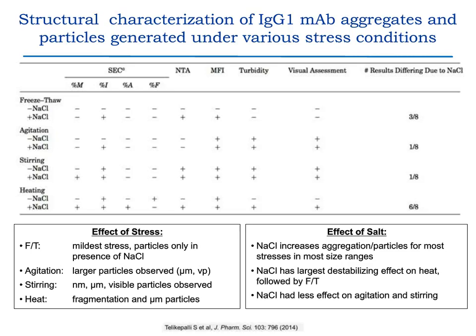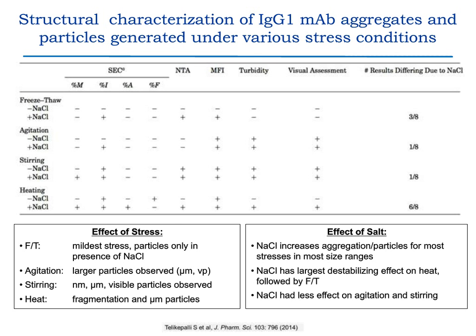Now, for the other three conditions, those are more harsh compared to freeze-thaw, and that is seen by plus signs in the turbidity and visual assessment column, as well as differences in NTA and MFI. So we can see that different stresses lead to different amounts and sizes of aggregates, and that can be affected by the presence of salt, which in turn is related to the mechanism, which I'll be discussing a little later.